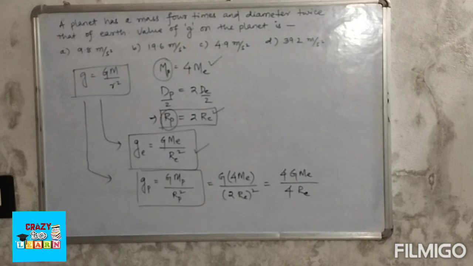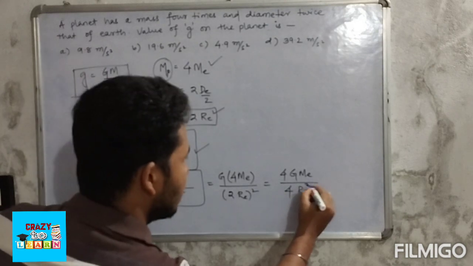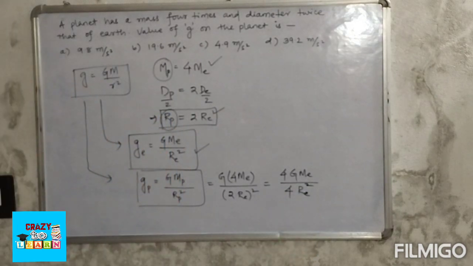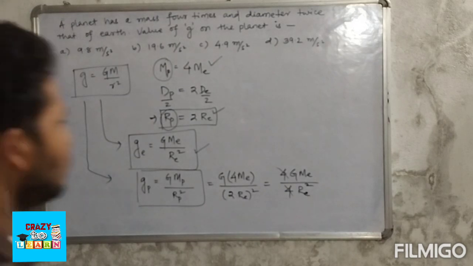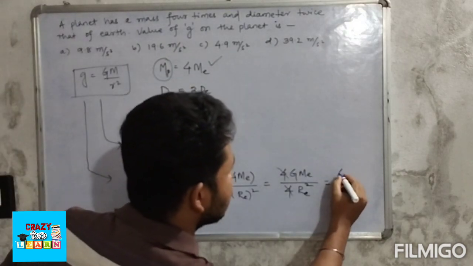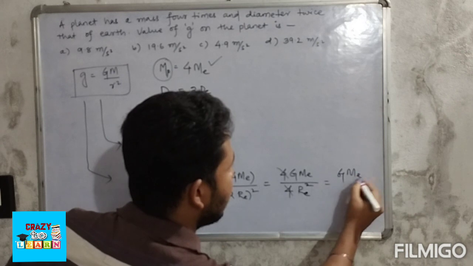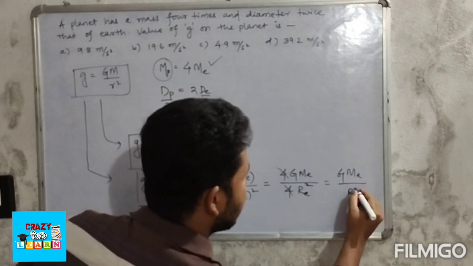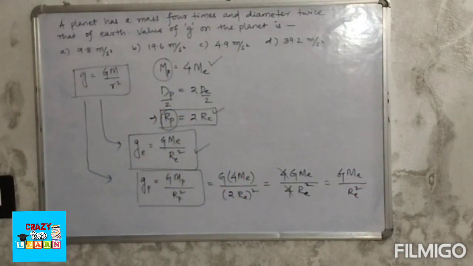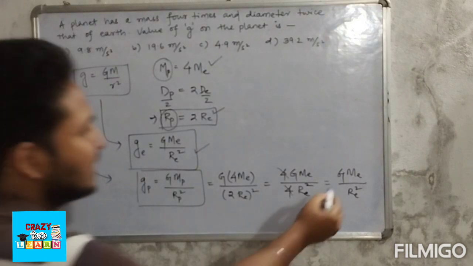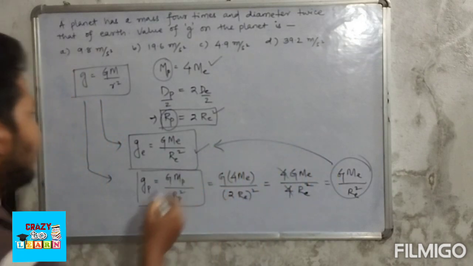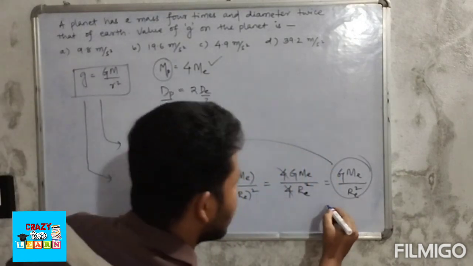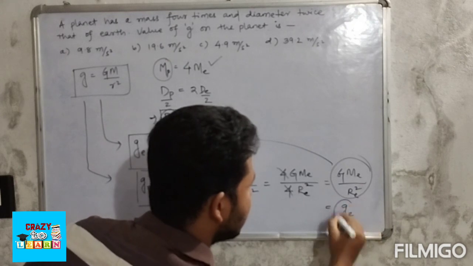Clear? Square, sorry, 4 Re square. So 4 cancel. So what we are getting here? G Me by Re square. So what is this? Capital G Me by Re square, which is equal to the acceleration due to gravity of the Earth, ge.